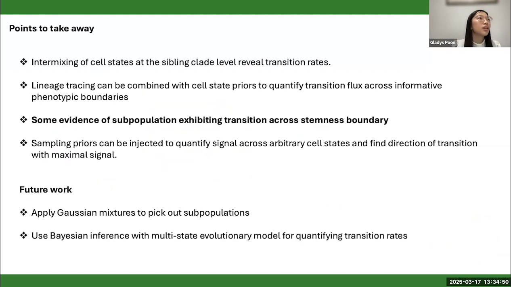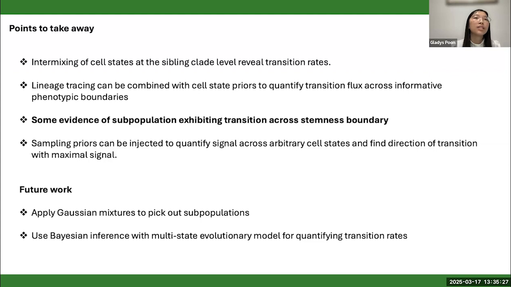So, thanks for listening about my ongoing work right now. What I have shown so far is that intermixing of cell states at the sibling clade level is a metric that allows us to interrogate the phenotypic transition rates using the lineage tracing data that is becoming increasingly available. And this lineage tracing data is also something that our lab is trying to generate at the moment, focusing on liver cancer instead of pancreatic cancer.